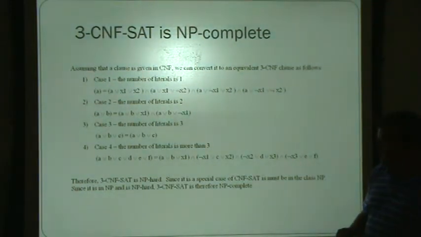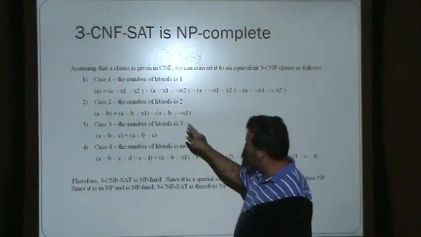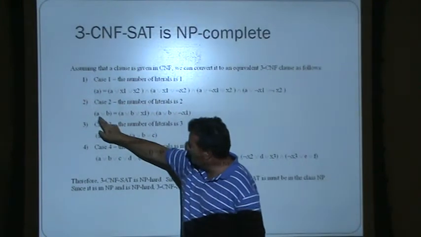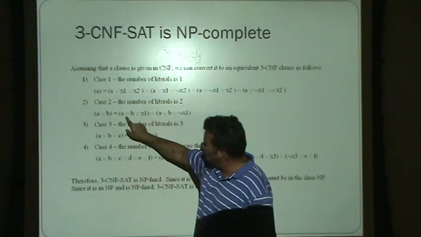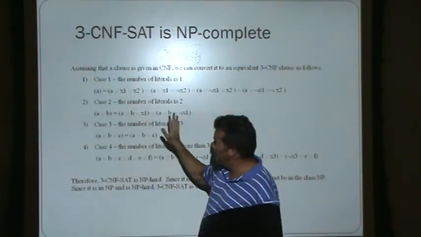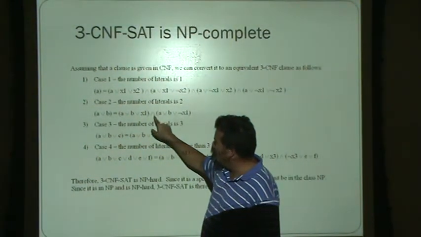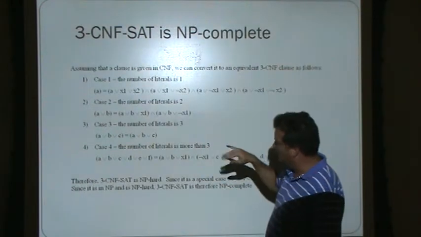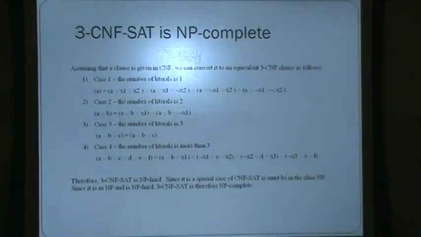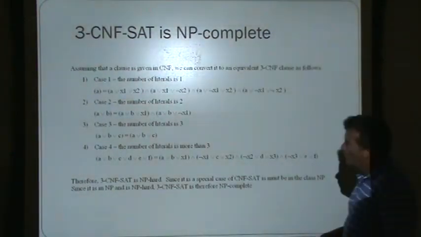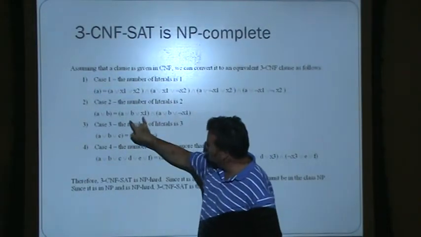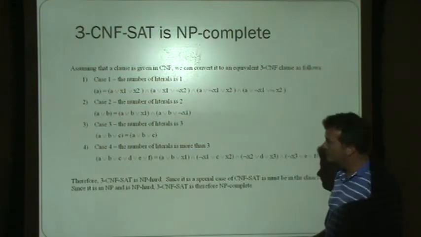So case 2 is when we have 2 literals. Let's say we have an A and a B. We could say the 3 conjunctive normal form equivalent to this is A or B or x1, and A or B or not x2, the not of x1. So no matter what the value of x1 is, one of these 2 terms is going to be A or B.